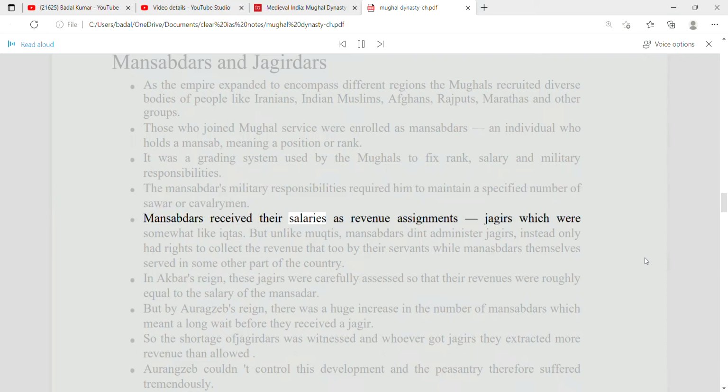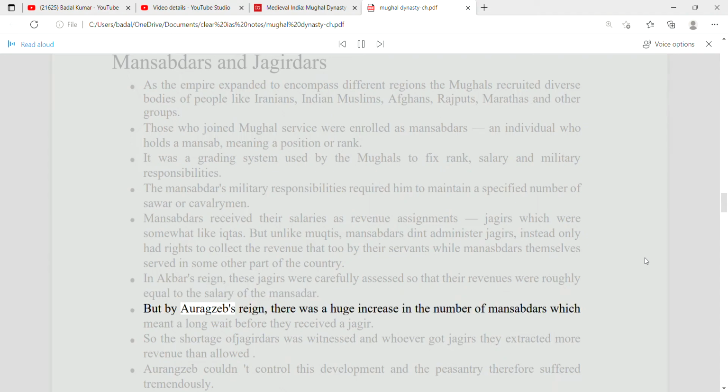Mansabdars received their salaries as revenue assignments, jagirs, which were somewhat like iktas. But unlike muktis, Mansabdars didn't administer jagirs, instead only had rights to collect the revenue, that too by their servants, while Mansabdars themselves served in some other part of the country. In Akbar's reign, these jagirs were carefully assessed so that their revenues were roughly equal to the salary of the Mansabdar.